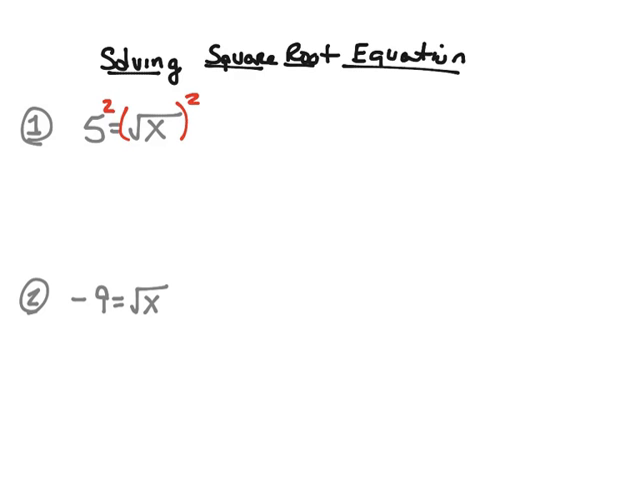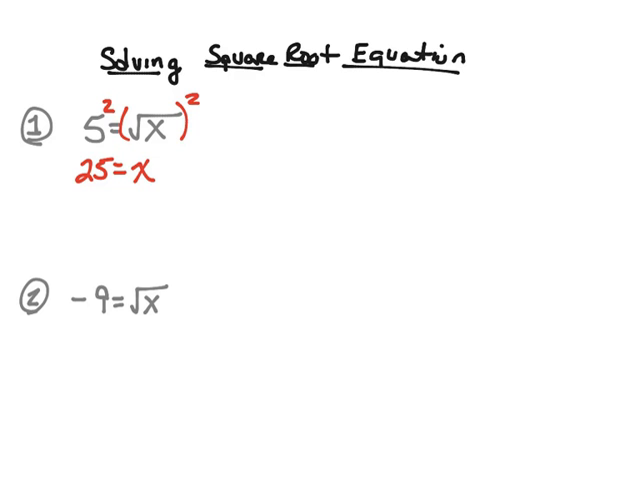So if I square the 5, 5 squared becomes a 25. And if I square the square root of x, I'm left with x. The square root and the square cancel each other out. Therefore, the value of x is 25.